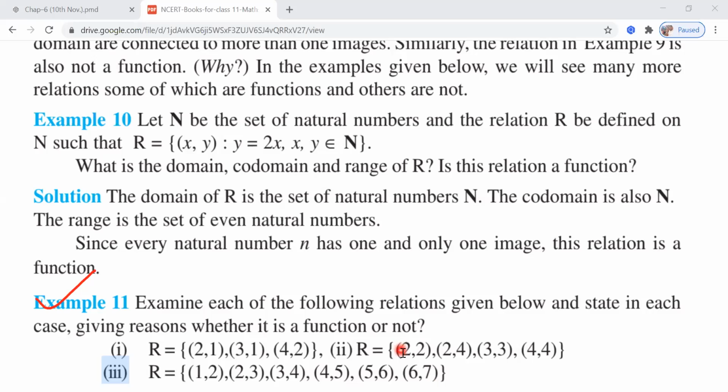Second one, 2, 2. So 2 is having two images now, 2, 4. So multiple mapping is there on this. Correct? Multiple images are there in the second. So that is not a function. Is it clear to everyone? Just seeing itself, we can know. There is no need to draw anything. Seeing itself, we can say what is a relation and what is a function.